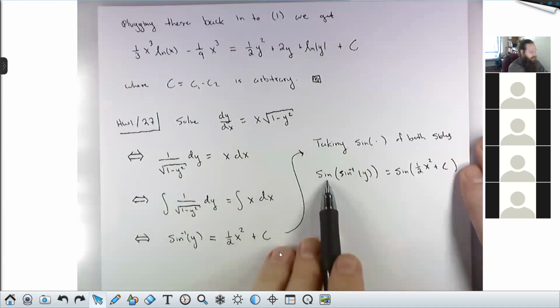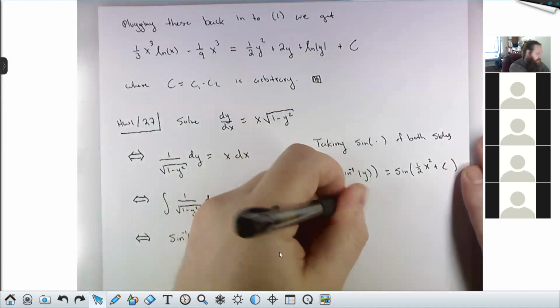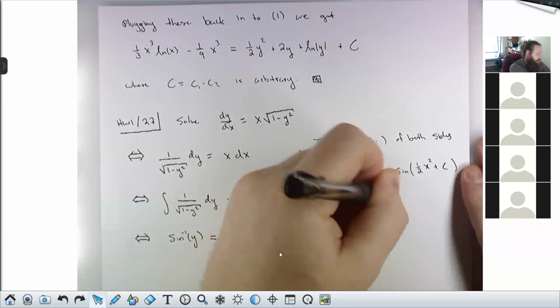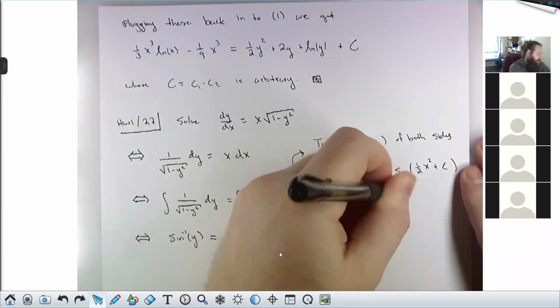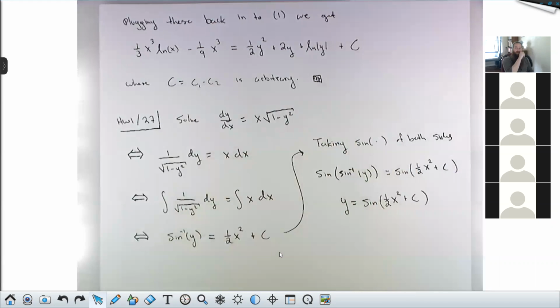And the sine of the inverse sine of y is just y. So my solution here is y equals the sine of 1/2 x squared plus c. And the plus c does need to be on the inside of the sine function. And that's a pretty nice way to express this solution. I like that more than the implicit expression here.